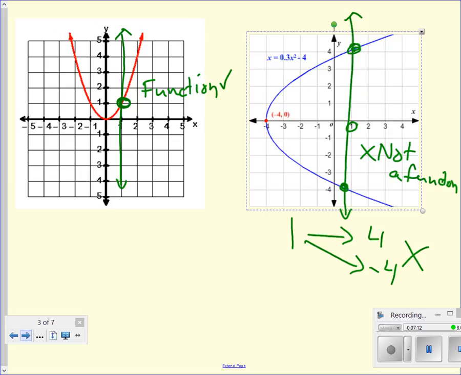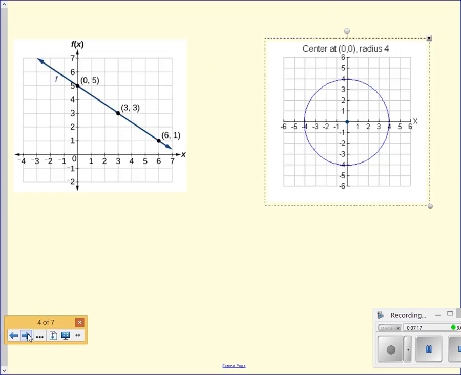Now, the other thing we need to get into is this. Oh, here's another example of functions.